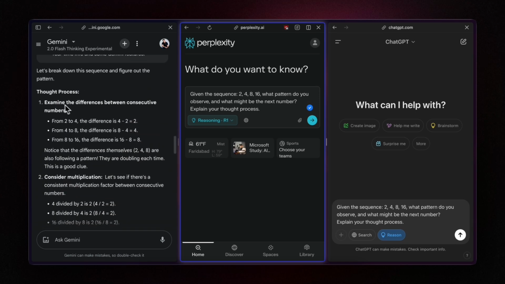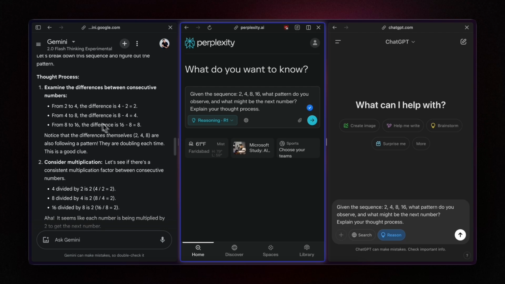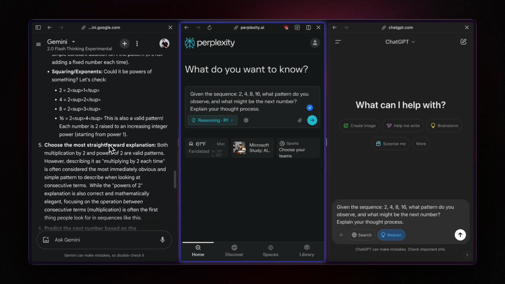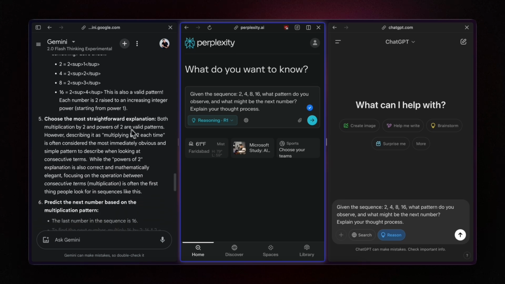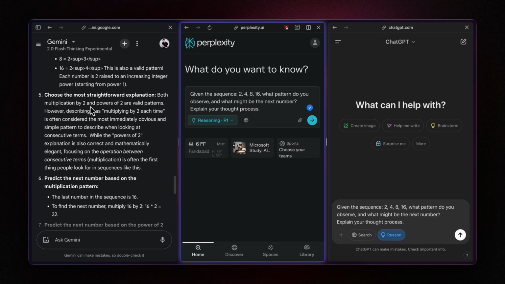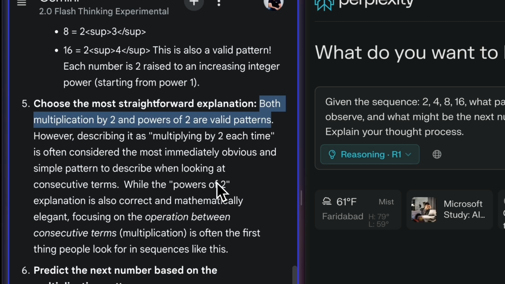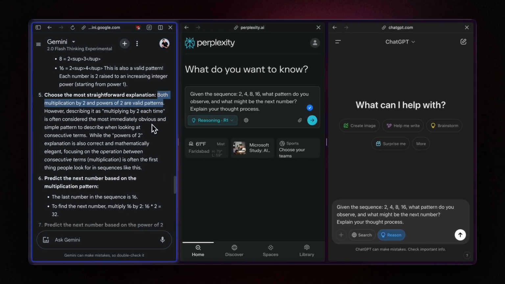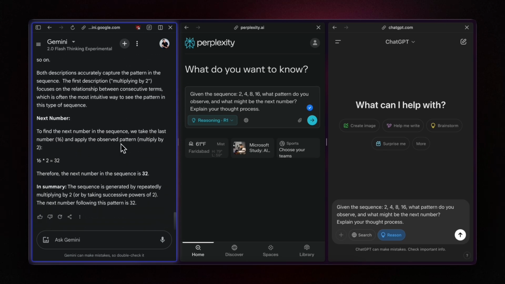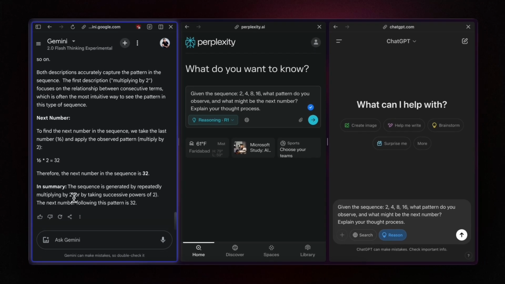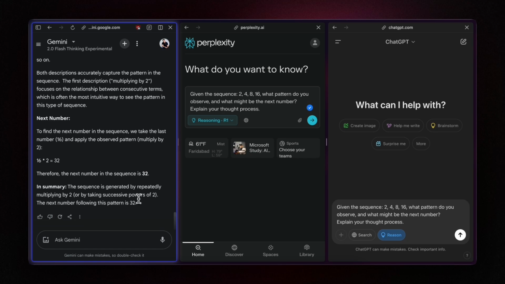So it tells us that the thought process was the difference between these by 2. It's actually how I or any human would figure out what the pattern was. So, choosing the most straightforward explanation, both multiplication by 2 and power of 2 are valid patterns. That's good, because that's the first thing you will notice in this question, that it can be either multiplication by 2 or the power of 2. And it has predicted the next number to be 32. In summary, the sequence is generated by repeatedly multiplying by 2 or by taking successive powers of 2. The next number following this pattern is 32.